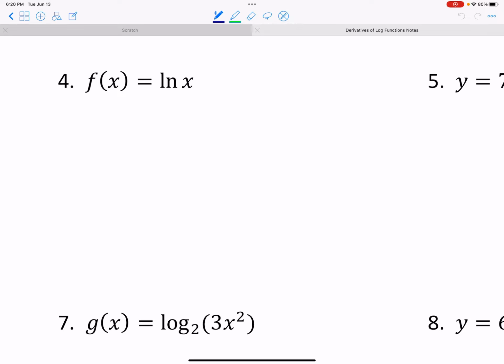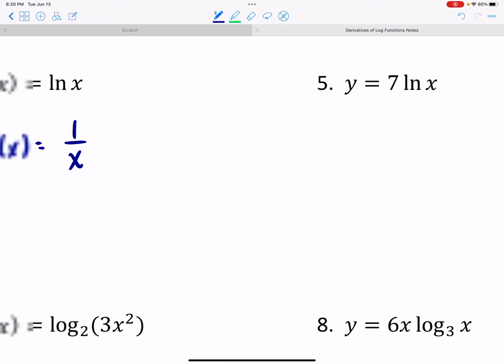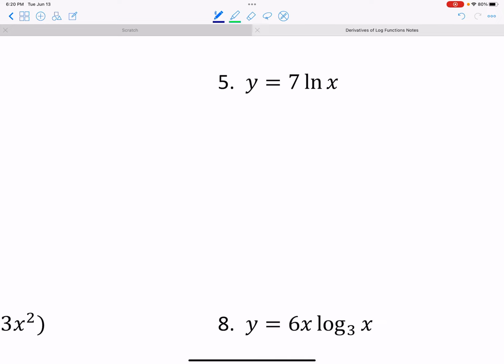The derivative for the natural log of x is just 1 over x. So if our f of x is natural log of x, again, f prime of x is just 1 over x. If it's a constant times the natural log of x, it's going to be the constant times our derivative. So here, y prime would be 7 times 1 over x. And again, I would clean that up and just call that 7 over x.